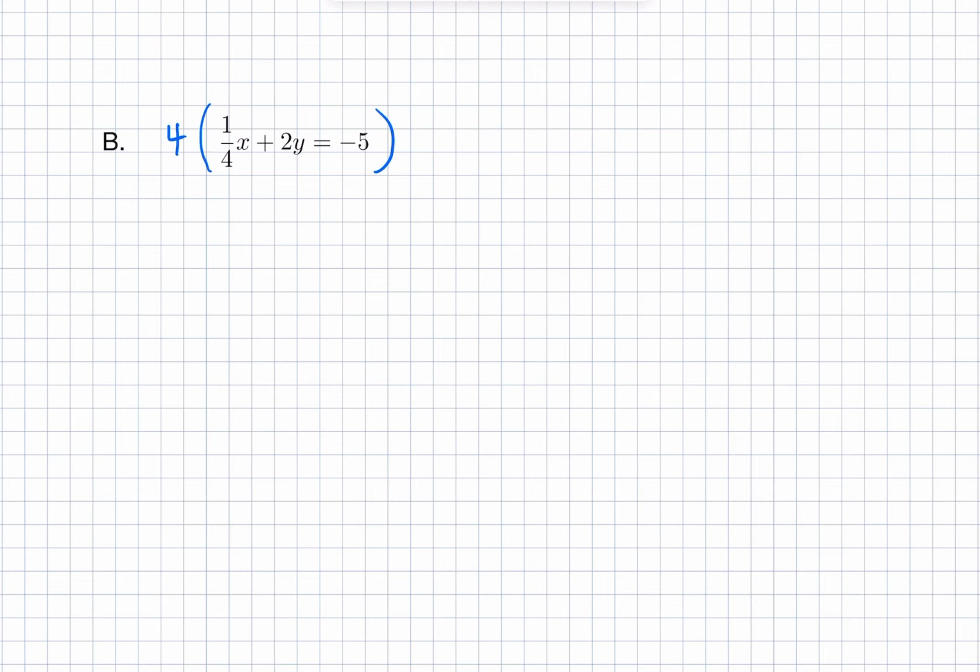So what we get is x plus 8y. We have to remember that when we multiply 4 by 1/4 x, we need to multiply 4 by 2y as well as 4 by negative 5. We need to multiply that across each element. So we got x plus 8y is equal to negative 20. And now this equation is in standard form of ax plus by is equal to c.